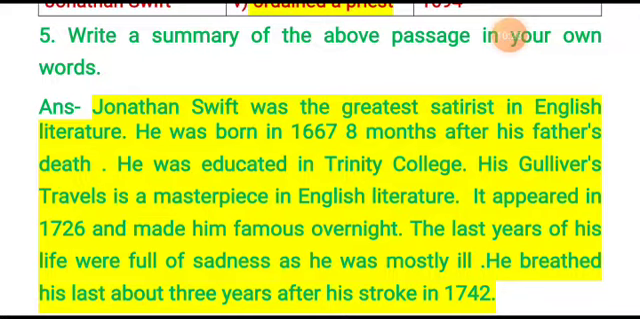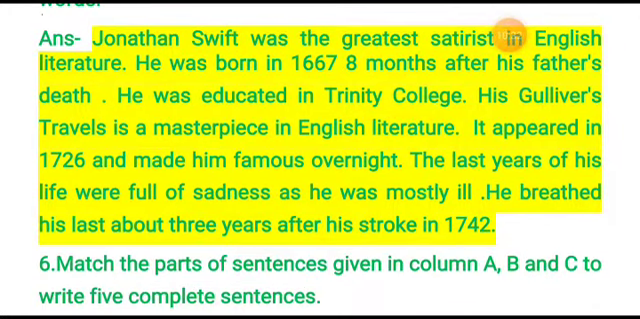5 number, write a summary of the above passage in your own words. Jonathan Swift was the greatest satirist in English literature. He was born in 1667, 8 months after his father's death. He was educated in Trinity College. His Gulliver's Travels is a masterpiece in English literature. It appeared in 1726 and made him famous overnight. The last years of his life were full of sadness as he was mostly ill. He breathed his last about 3 years after his stroke in 1742.